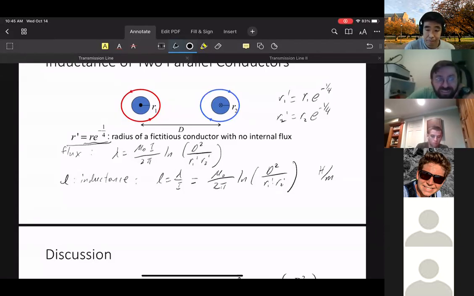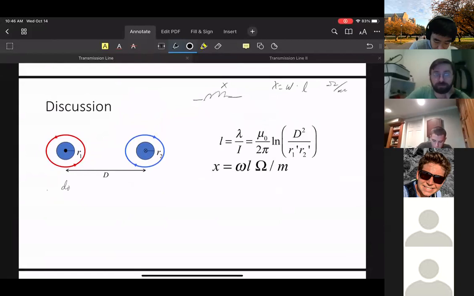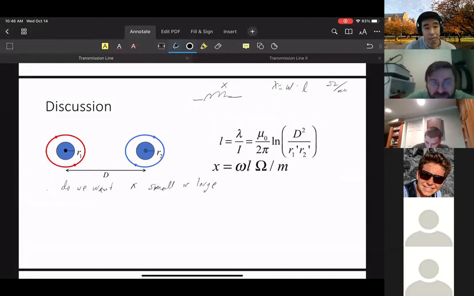Let's look at some discussion. For a circuit, remember, this inductor has a value of X. X is the circular frequency times the inductance, so this gives us a value of ohms per meter. Let's think about it. Just from a physical system design criteria, the wire looks somewhat like an inductor. Do we want X small or large? Do we want a big inductor or a small inductor?